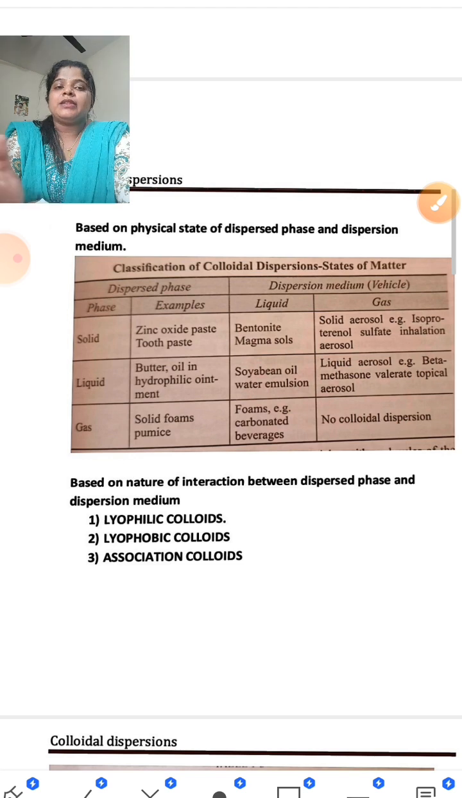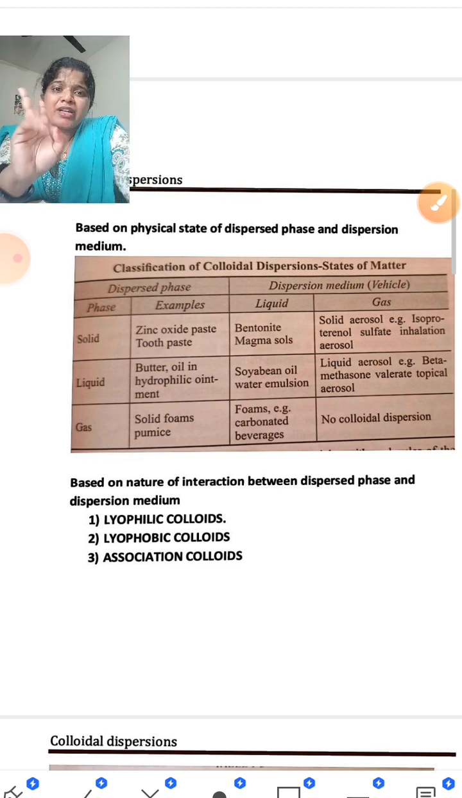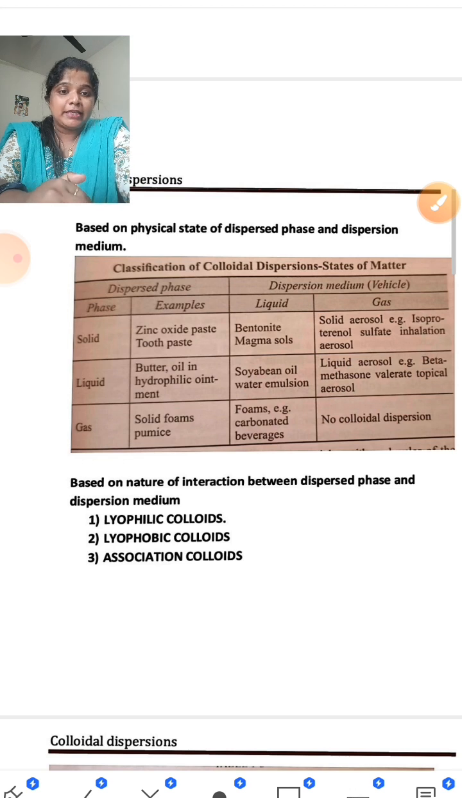Based on the dispersion medium or external phase, these are considered the vehicle of our system. There are two types of dispersion medium or vehicle: one is liquid and the other is gas. For liquid we can consider bentonite magma and sols, and for gas, solid aerosols are an example. So you just go through this table.